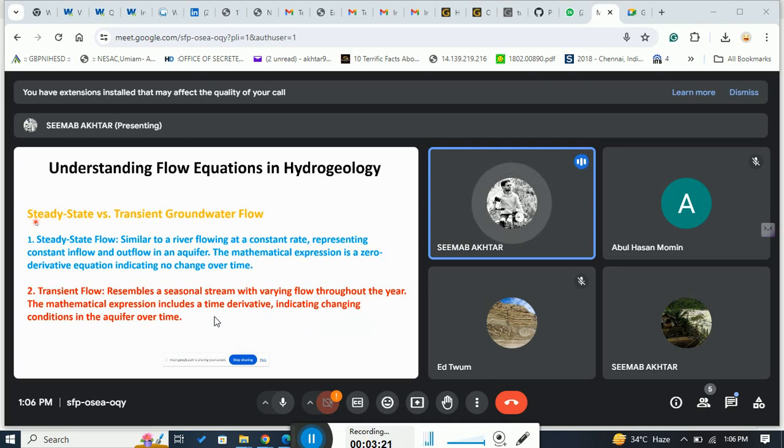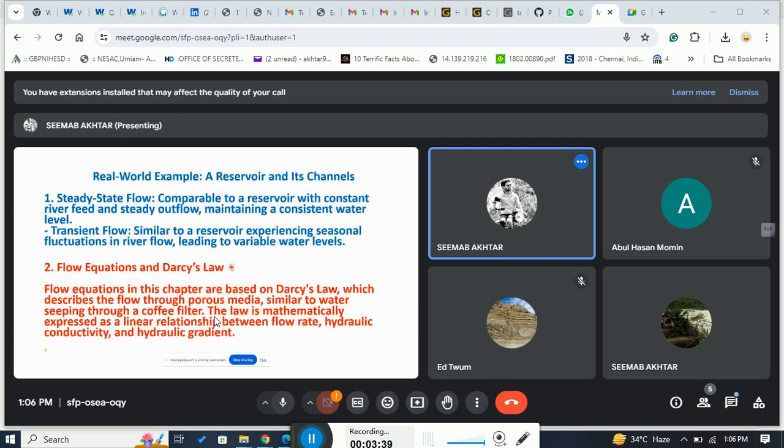And what is the transient flow? Transient flow resembles a seasonal stream with varying flow throughout the river. The mathematical expression includes a time derivative indicating changing condition in the aquifer over time. We will understand with a real world example, a reservoir and its channel.